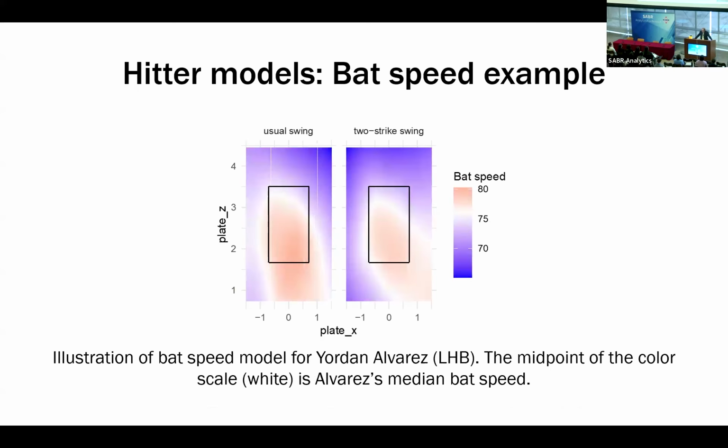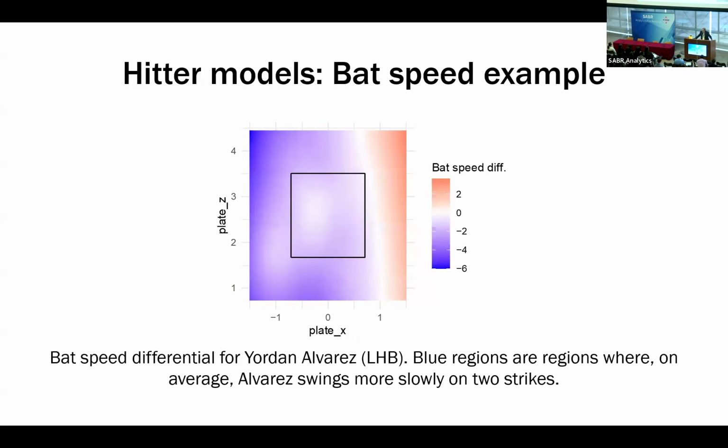Okay, so the bat speed model is pretty similar to the contact rate model in that here I'm estimating separate probability surfaces for non-two-strike and two-strike swings. And this again allows us to see some of these local trade-offs that are happening. Okay, so these are a little bit easier to see if instead of showing you these side-by-side plots, I show you the difference between these two surfaces. Okay, so what this is showing you is how much does bat speed change on two strikes.